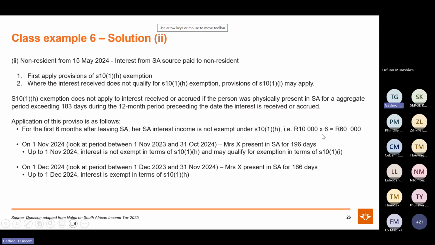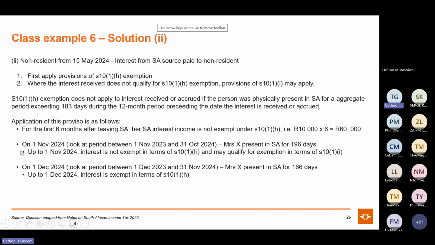So the 10,000 multiplied by that 6 months will be 60,000. That's not exempt in terms of Section 101H. So this 60,000 could now be brought into the net for Section 101I. But let's take it before we get there. Let's look at the rest of the period.